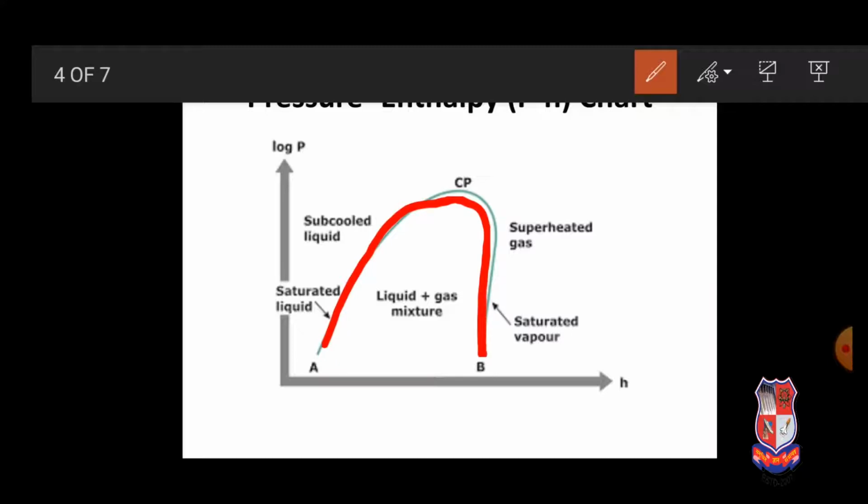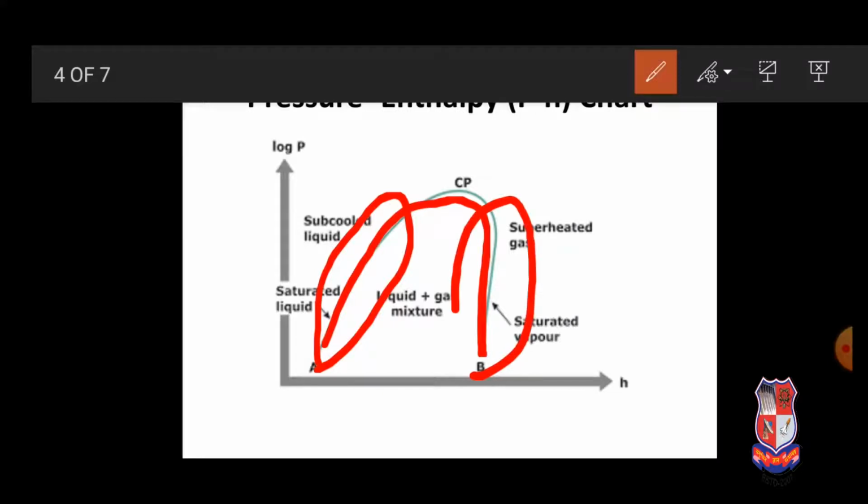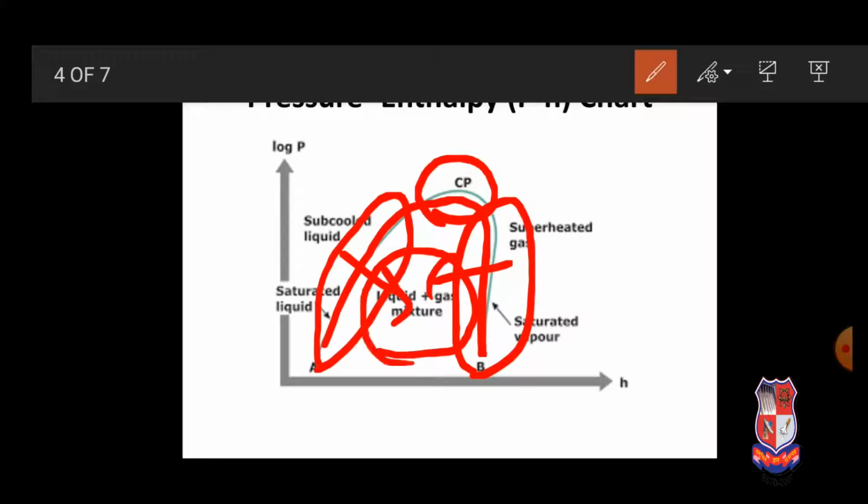So now we can say that A part is called saturated liquid refrigerant and B part is called saturated vapor refrigerant. And the point where saturated liquid and saturated vapor merge is called the critical point. The space between the saturated vapor and saturated liquid is called the wet region, where both liquid plus vapor are present.